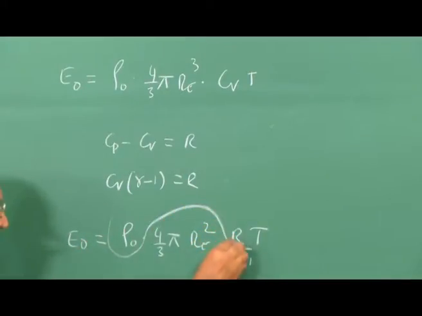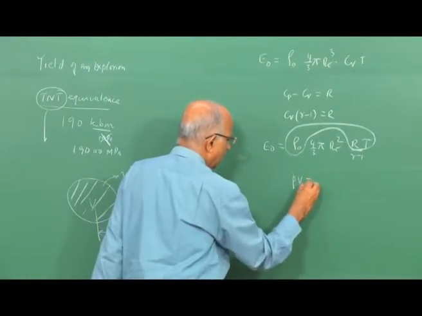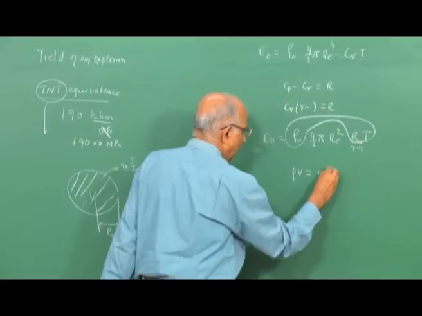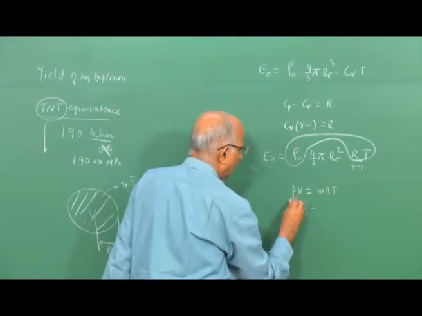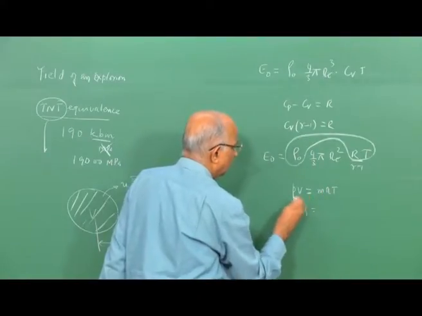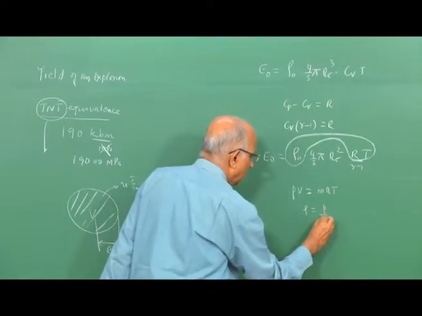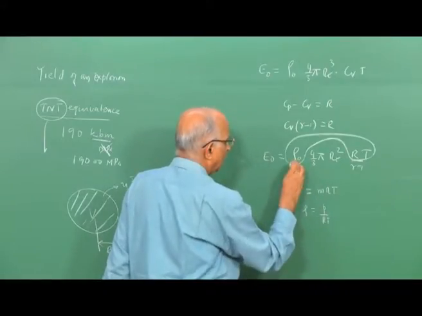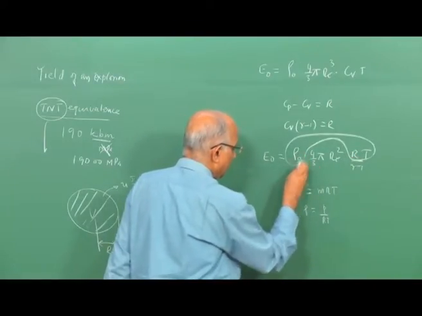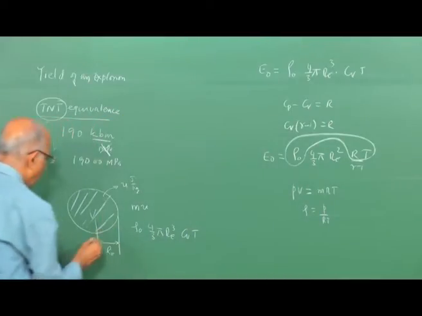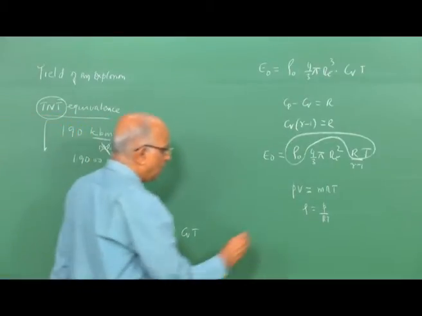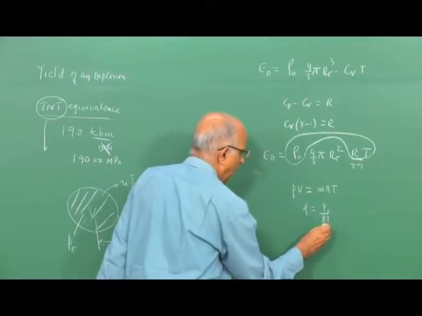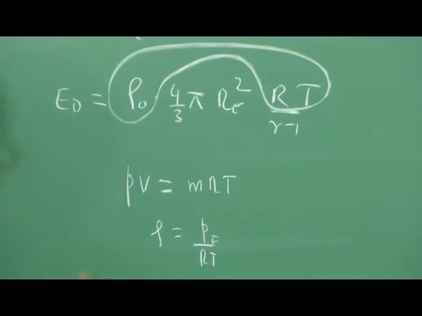If I look at this particular combination of rho 0 and RT over here, I know from the perfect gas equation, or ideal gas equation, PV is equal to MRT, M by V is rho, and rho is equal to P by RT, or P is equal to rho RT. So rho 0 RT is the pressure initially, and let the initial pressure in this volume be, let us say, P of the explosive.